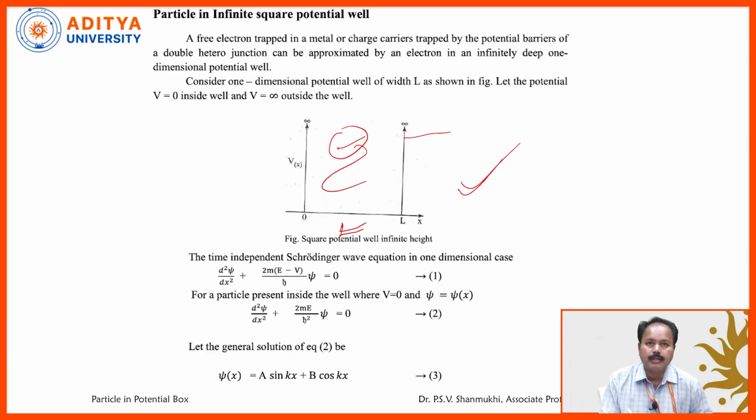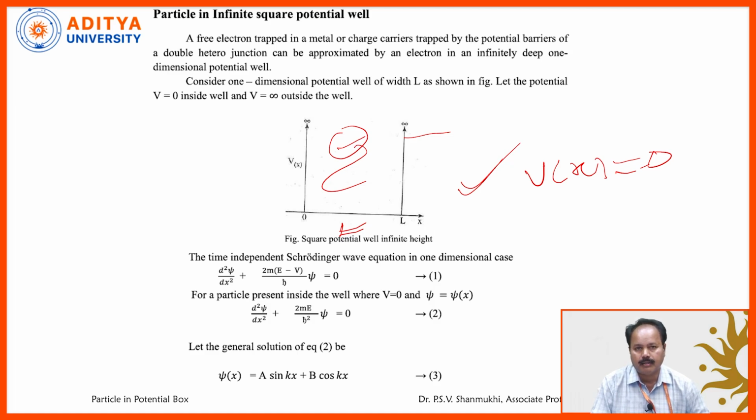So here the electron is moving completely freely. Since the electron is moving completely freely, it contains only kinetic energy. Its potential energy V of x is equal to 0. Anyhow, here I am going to solve this problem. The solution is nothing but the behavior of the electron. Behavior means what is the energy, what is the position. That is what we are going to derive.